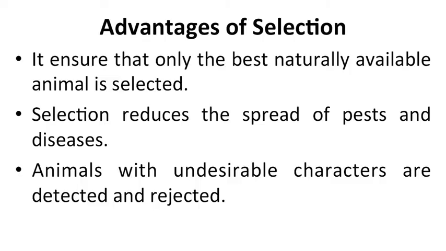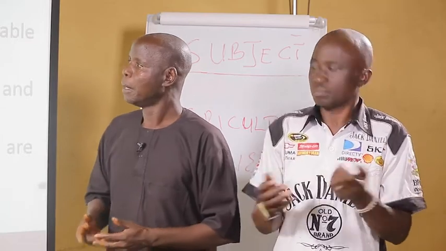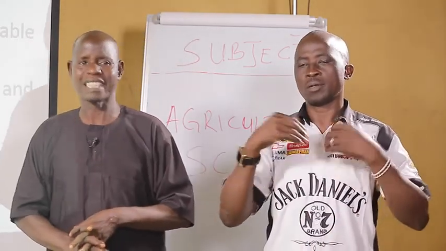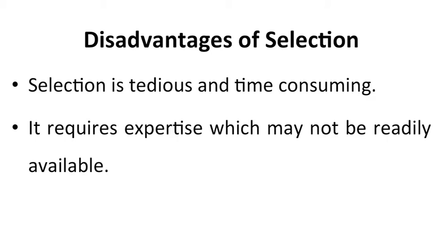Advantages of selection. 1, it ensures that only the best naturally available animal is selected. 2, selection reduces the spread of pests and diseases. 3, animals with undesirable traits or characters are detected and rejected. However, selection has its own disadvantages. Disadvantages of selection. 1, selection is tedious and time-consuming, so you need to be patient. 2, it requires expertise, which may not be readily available.